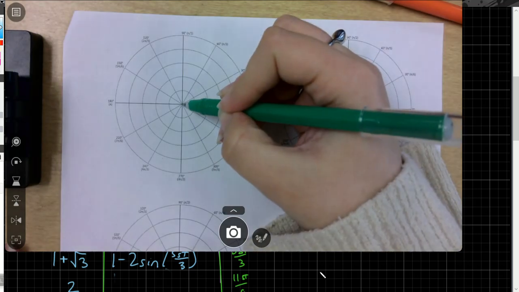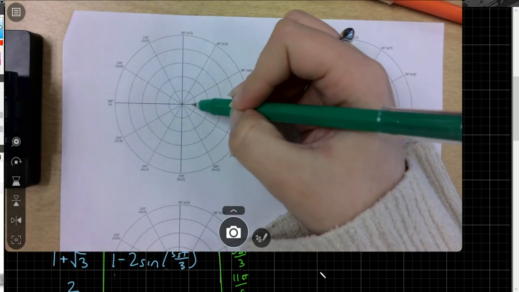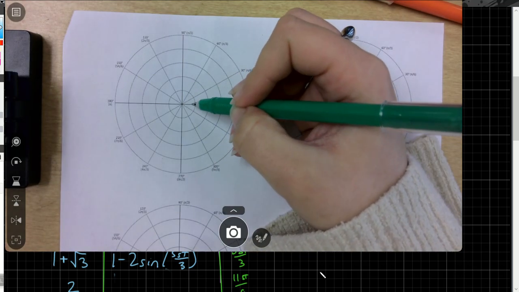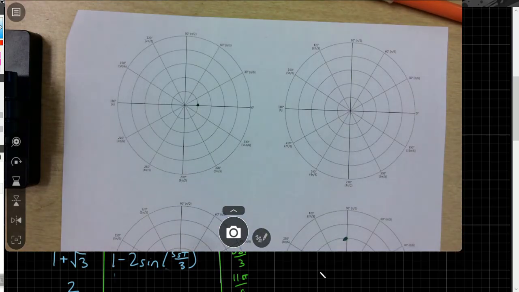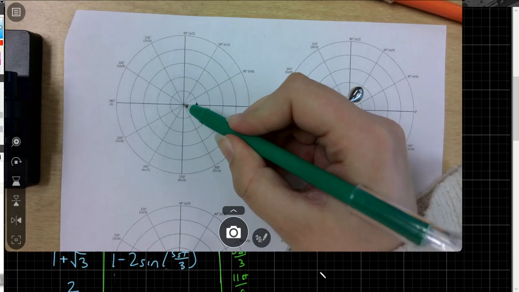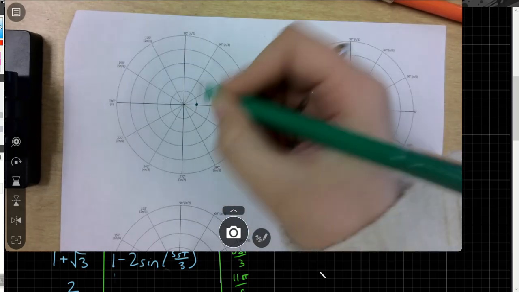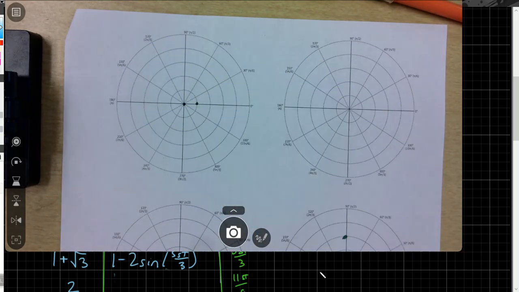Okay, we were at a radius of 1 and going up absolutely nothing. So we're just there. Okay, next point I have in front of me is 0, pi/6. Okay, radius of 0, up pi/6. So we're at the origin. What's the next one?